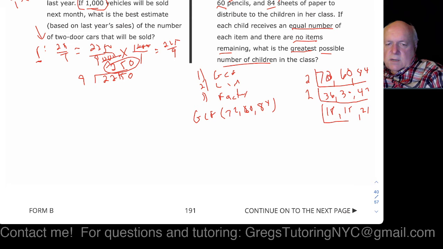So 3 goes into here 6 times. 3 goes into here 5 times. And 3 goes into here 7 times. There's no longer any prime number that can go into these because they're all unique at this point. So we're done. And by the way, when you use the ladder method, there's 2 things we can do.